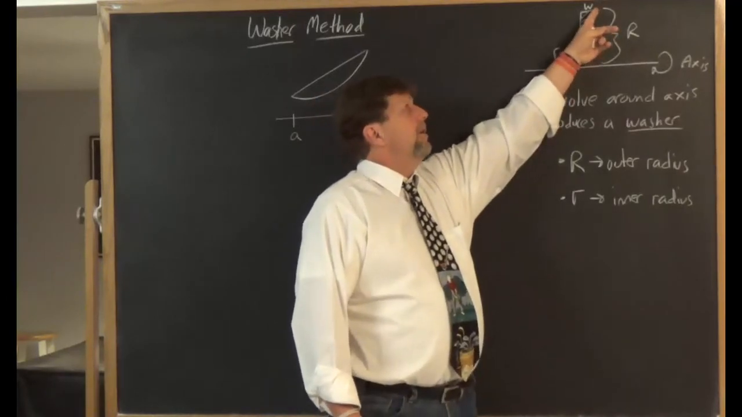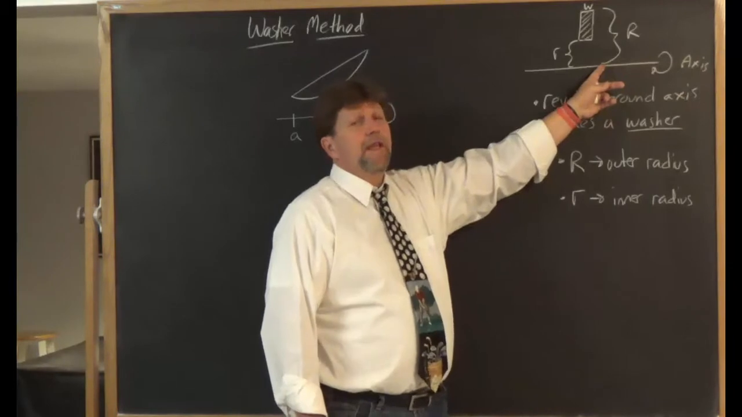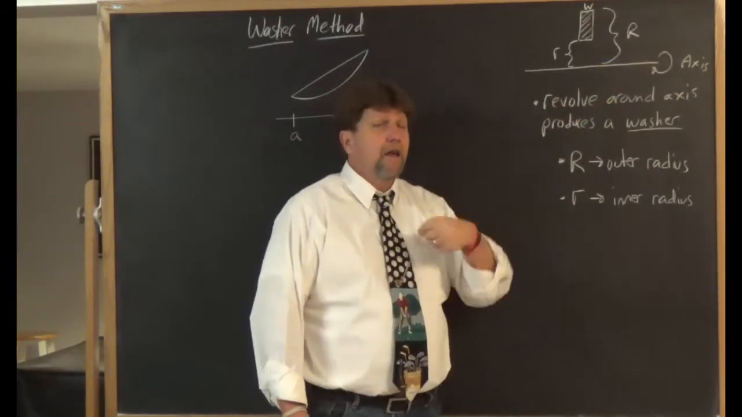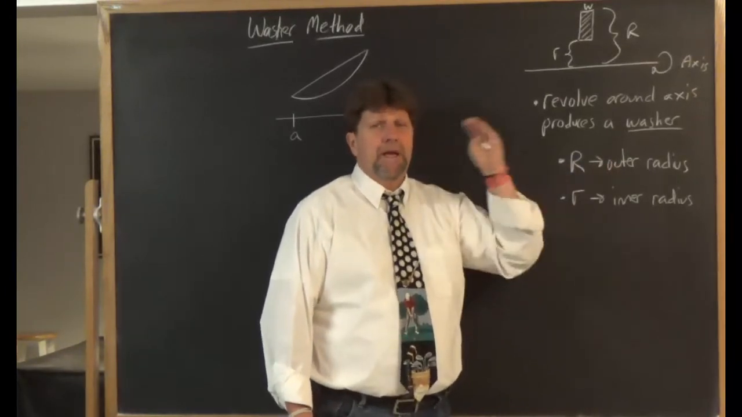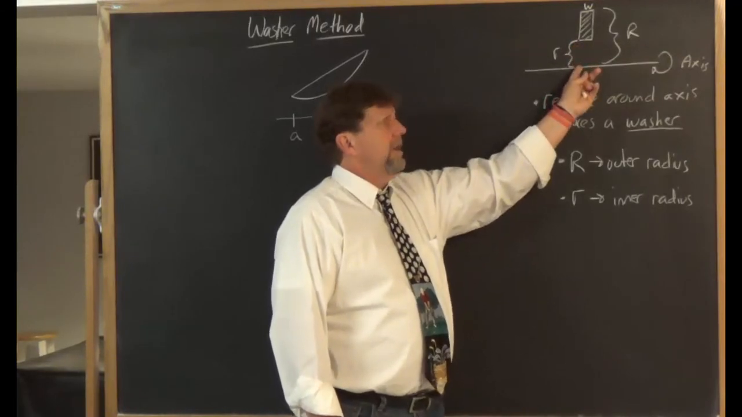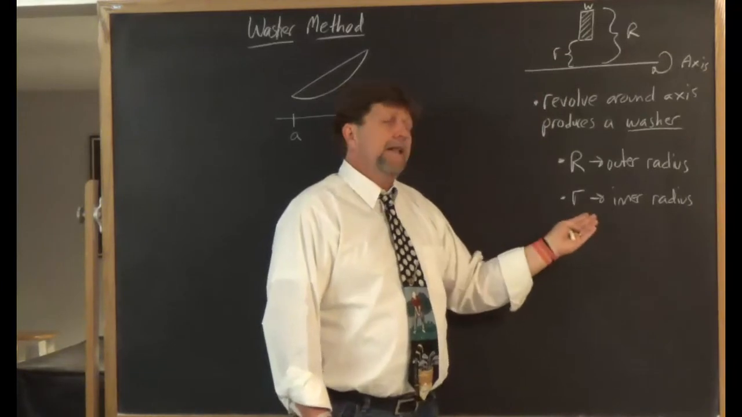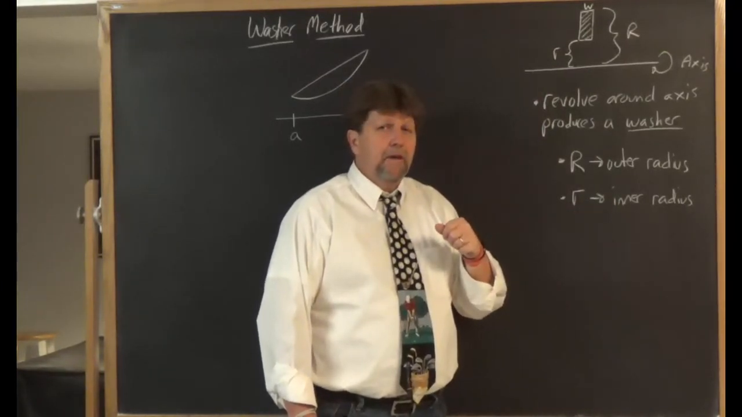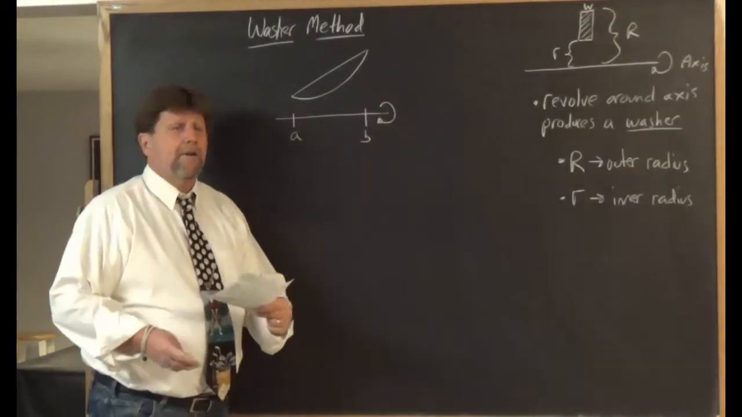I've labeled from the top of the rectangle to the axis of revolution with an uppercase R. That kind of reminds me that it's what I call the outer radius, the big radius. From the bottom of the rectangle to the axis of revolution, I'm labeling that with a lowercase r. That's the smaller radius, or the inner radius. So now let's generalize the washer method.